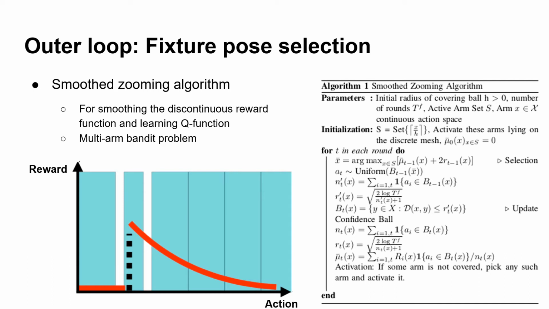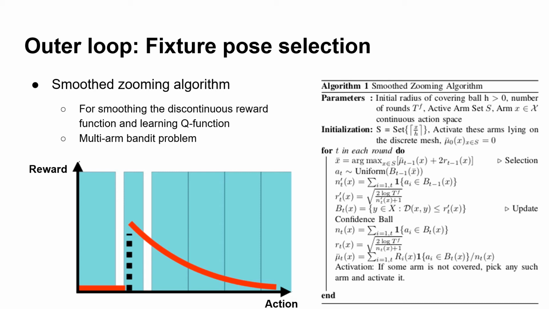In this, they first covered the continuous action space with a countable number of covering balls with a given radius, as shown in blue in the graph. Then they solved it as a multi-armed bandit problem. They used the upper confidence bound UCB1 rule to select one covering ball. Once the ball is selected, the action is uniformly sampled within the ball. In this way, they are able to smooth the discontinuous reward function.